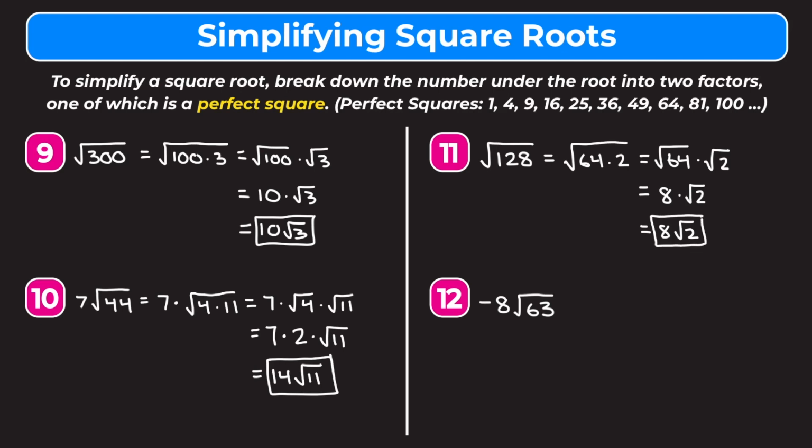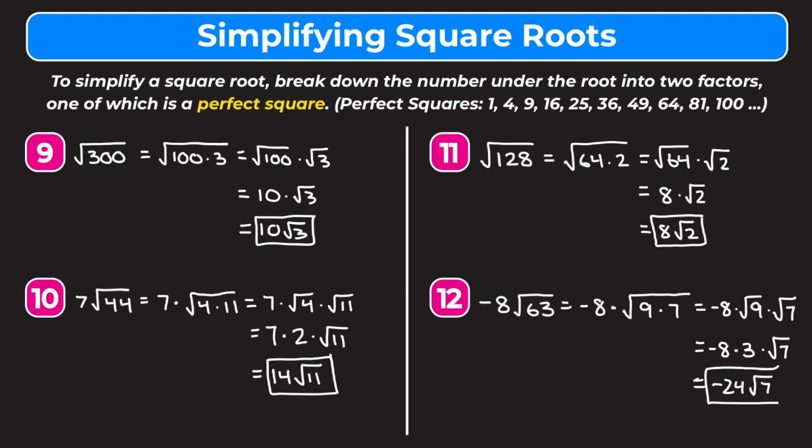And finally, taking a look at example 12, we have negative 8 times the square root of 63. So we're going to keep the negative 8 on the outside. We want to break up the square root of 63 into two factors where one's a perfect square. And the only ones we can do are 9 and 7. We're going to rewrite this as negative 8 times the square root of 9 times the square root of 7. Because 9 is a perfect square, we can simplify it. The square root of 9 is 3. So we get negative 8 times 3 times the square root of 7. Finally, negative 8 times 3 is negative 24. So we get negative 24 root 7 as our answer.